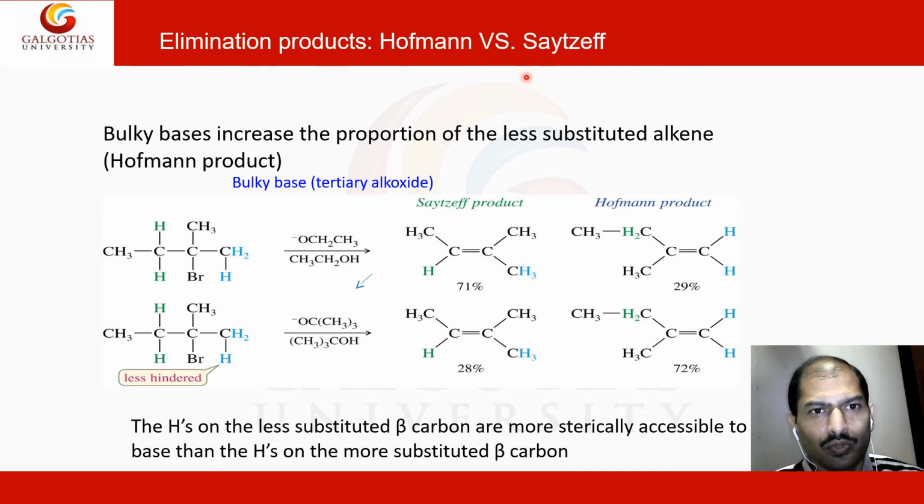So in elimination, two products are very important, Hofmann versus Saytzeff. As we saw earlier, the Saytzeff product was the more predominant. But here, bulky bases increase the proportion of the less substituted alkene. You can see by these reactions, with a bulky base like tertiary alkoxide, the Hofmann product is more compared to the Saytzeff product. So in this way, different products are formed during this kind of reaction.